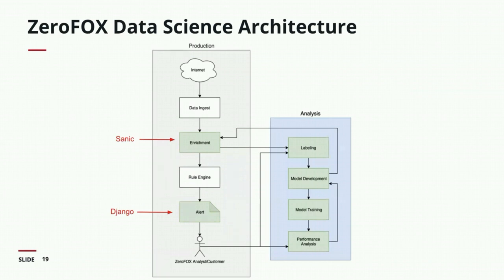So these are much easier to talk about in terms of where they sit in our architecture. Sanic, again, is what we wrap all of our machine learning models with. And then Django is what powers our API and what actually results in alerts getting created and database manipulations happening.